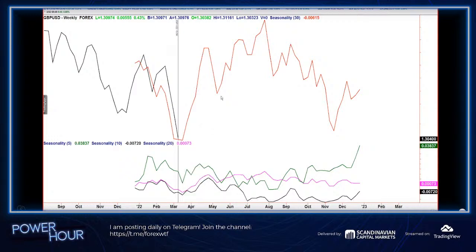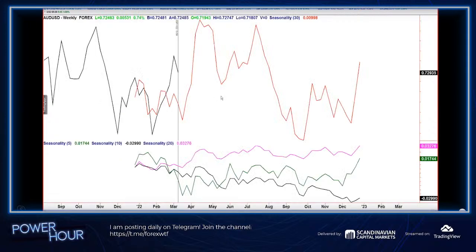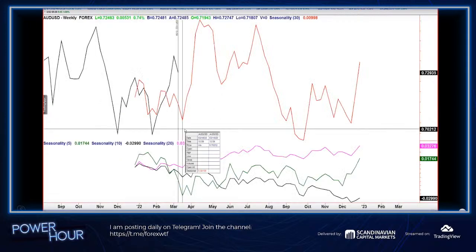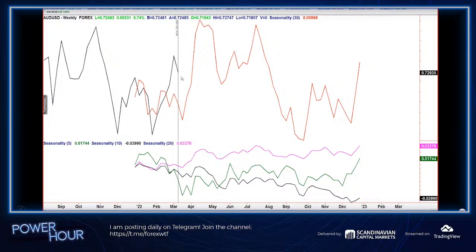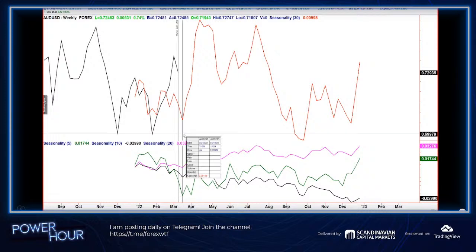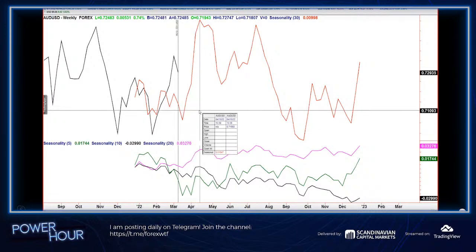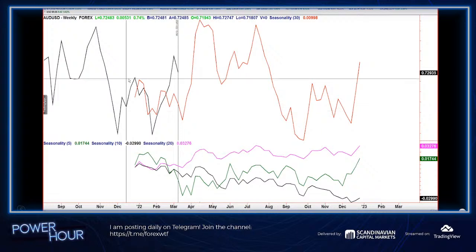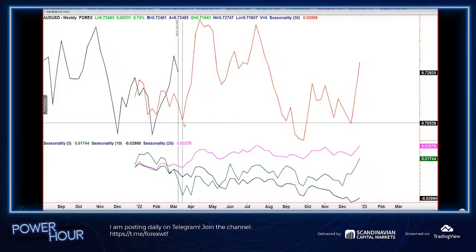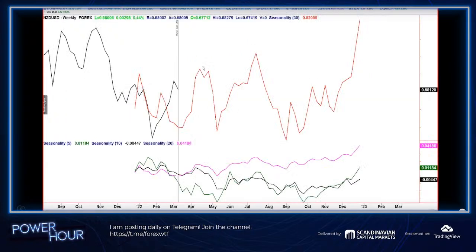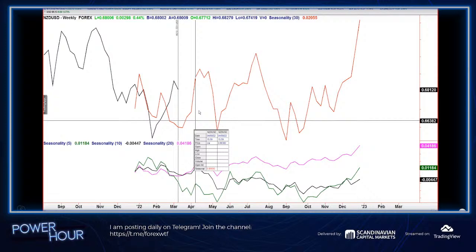Aussie and Kiwi. So after next week, or sorry, after this week, this is updated as of last week's close. So after this week, we actually go into a very, very positive seasonal tendencies, as I like to say, for Aussie. Kiwi, same deal.